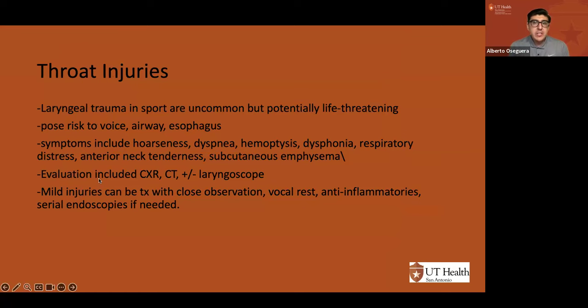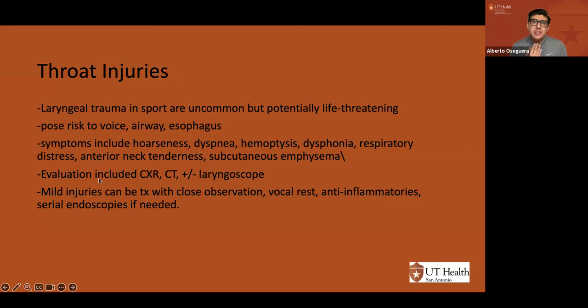Really quickly, throat injuries and some jaw injuries. Throat injuries could be a whole lecture on their own, so I'm just going to give you a basic overview. Trauma in sport is uncommon, but it's potentially life-threatening. There have been some deaths in hockey leagues overseas that occurred because of injuries to the neck from skates, so they're trying to make some rule changes that protect players.